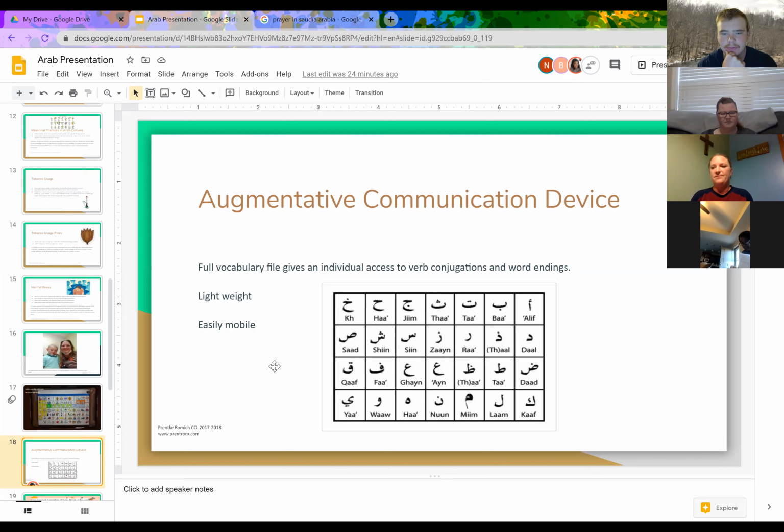The augmentative device gives full vocabulary files. It is lightweight for easy mobility and easy access. And I actually have one here that we could have used if we were together to demonstrate how easy it is, being able to say he wants more, be able to talk about that more.